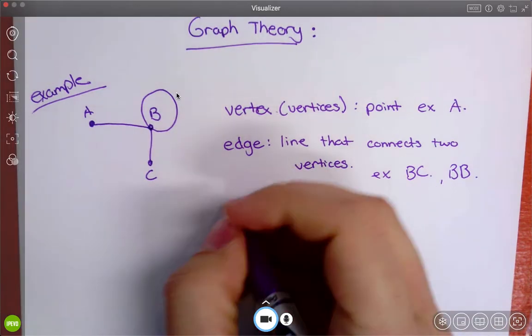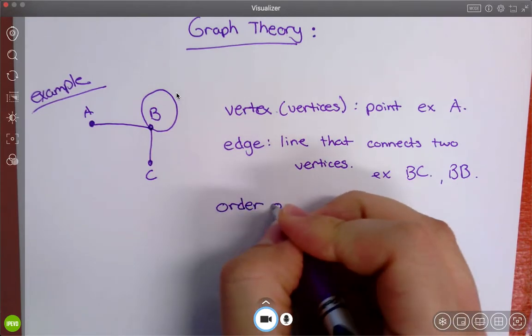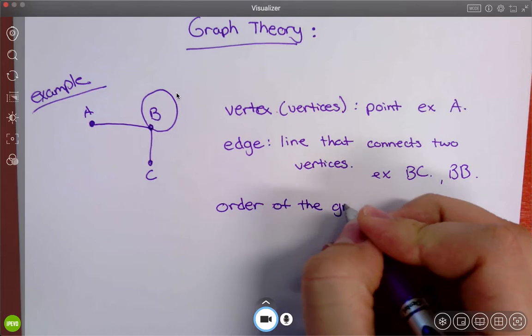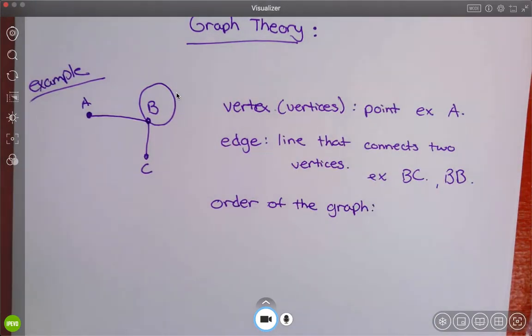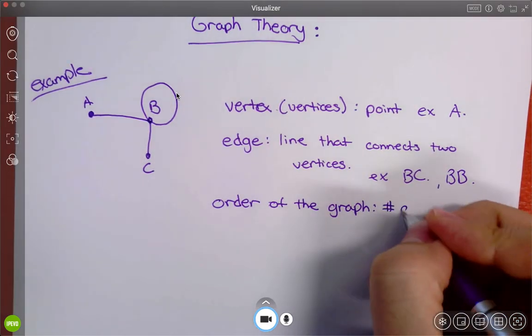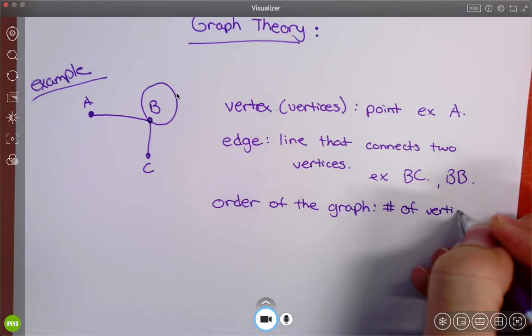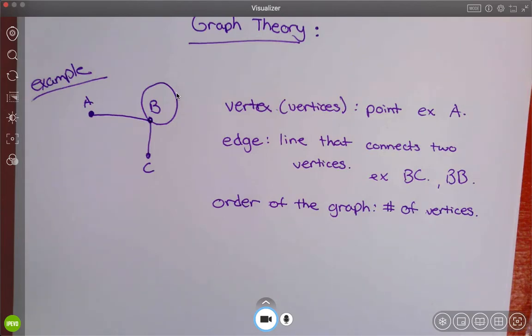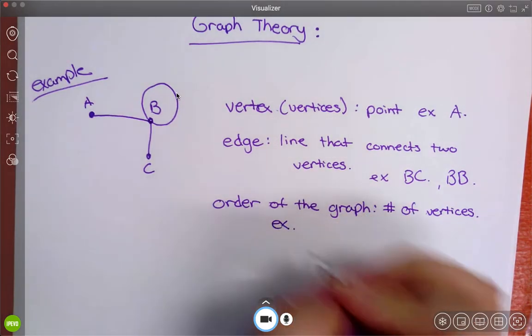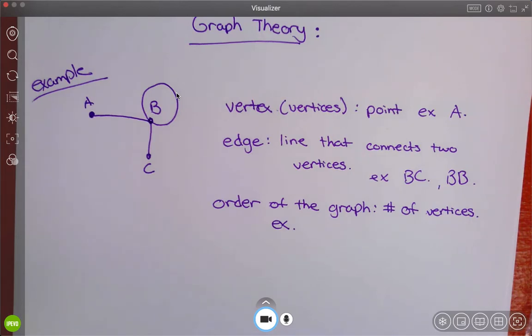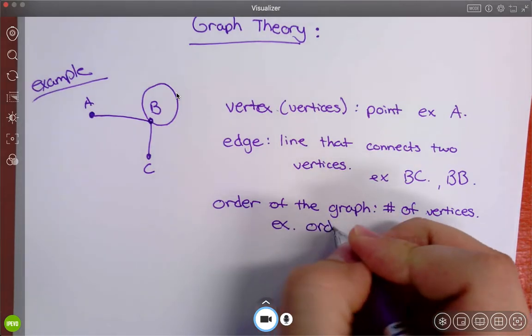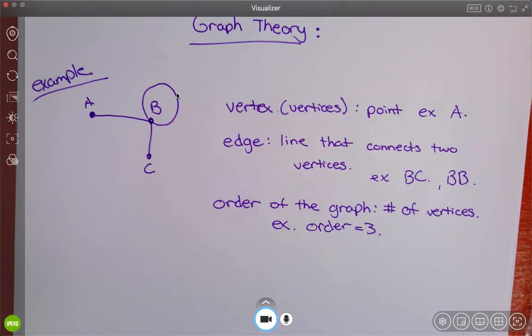So here, the next is the order of the graph. So the order of the graph is the number of vertices. Okay? Number of vertices. So what's the order of this graph? How many vertices do I have? 3. So the order is equal to 3. Easy as that. Okay.